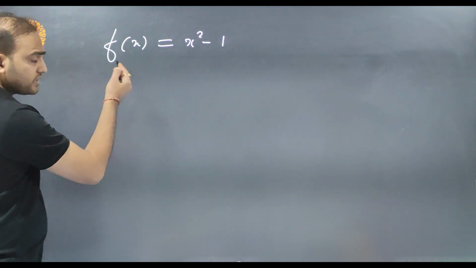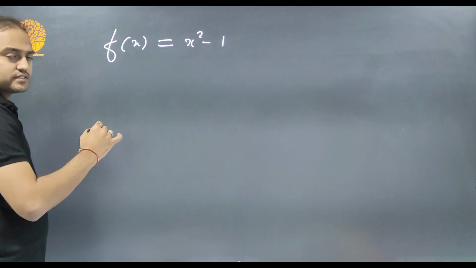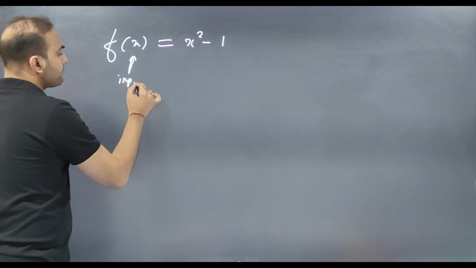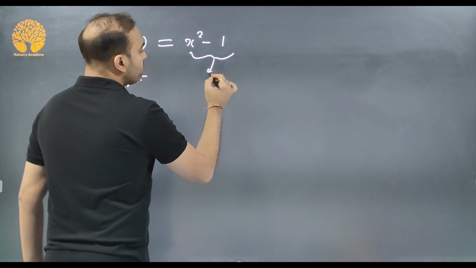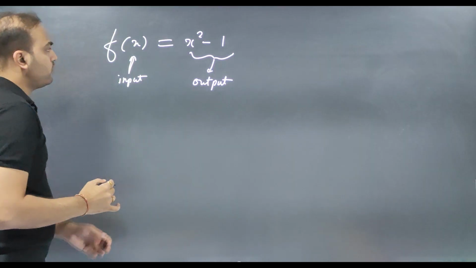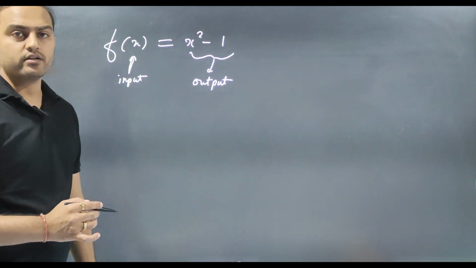Okay, for example, let's look at it. Say function is x square minus 1. Okay, what does this tell you? That my input is x. Okay, my input is x and the output is x square minus 1.